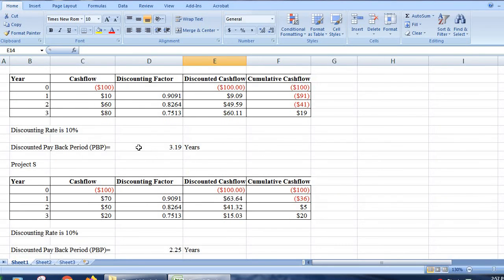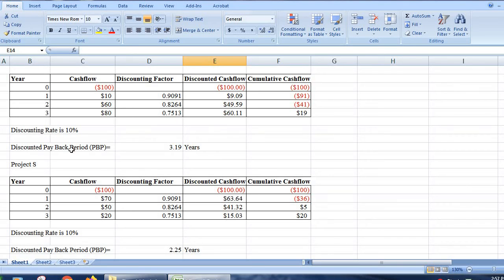Now we calculate the cumulative discounted cash flow. For the first year it is 100. For the second year, the cumulative cash flow of the first year plus the discounted cash flow for year 1. Other years are calculated automatically. Then we calculate the discounted payback.